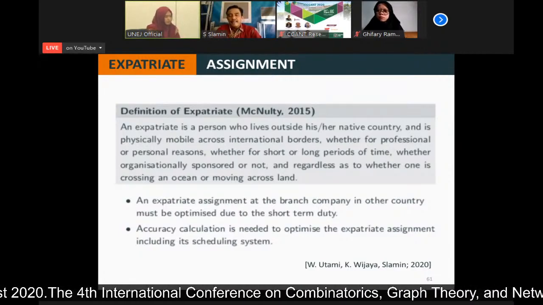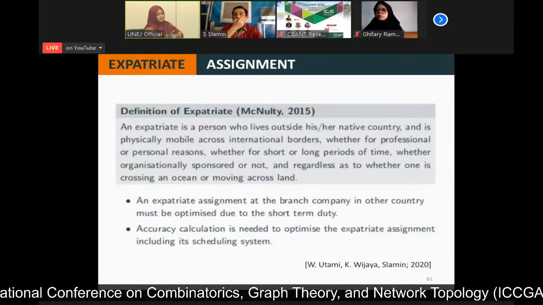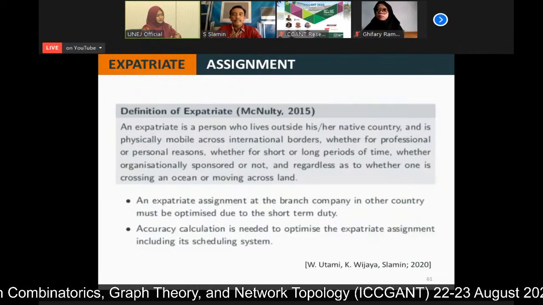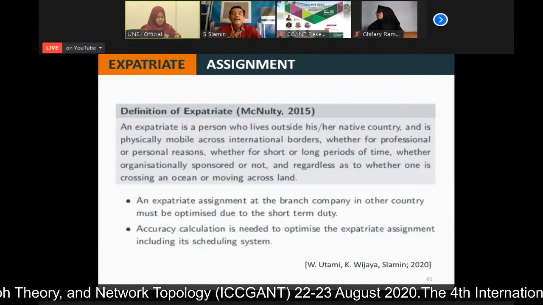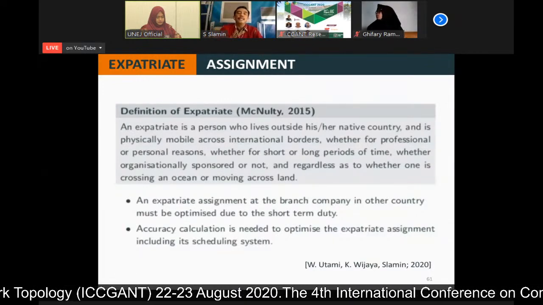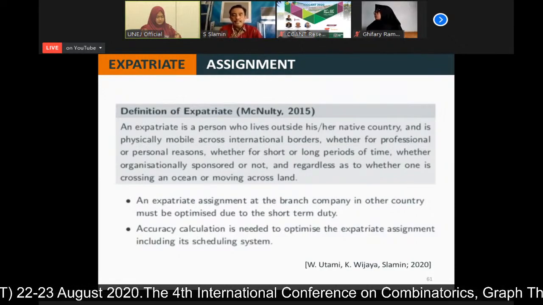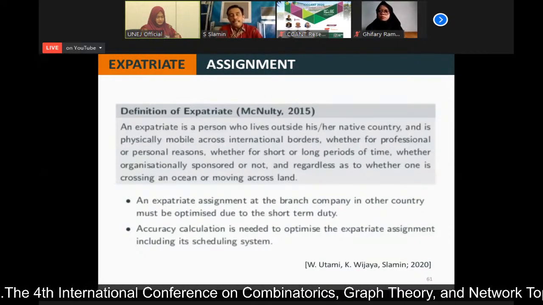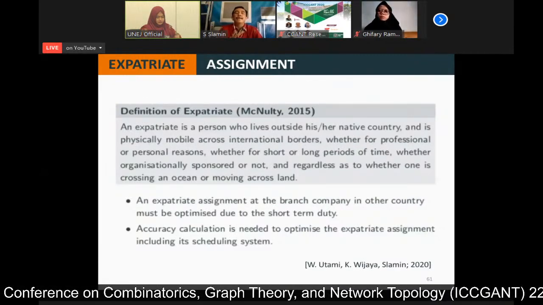So this is in economics. An expatriate assignment at a branch company in another country must be optimized due to the short-term duty, because the salary of the expatriate is usually very high. An accurate calculation is needed to optimize the expatriate assignment, including its schooling system. It means that we have to optimize their time during their stay in Jember. Usually they work in industrial companies, I mean in agro industry in Jember.